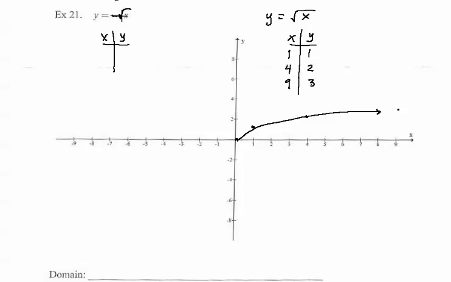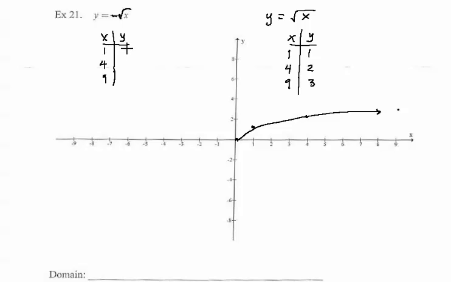for the negative square root, we can use the same x values, 1, 4, and 9, and we want to use positive x values because we're putting these numbers still inside the square root. And so this negative square root of x is still going to be over here on the right portion of the x-axis.